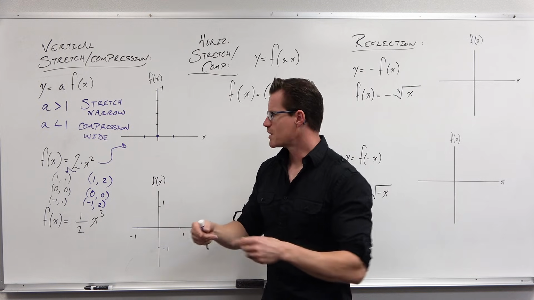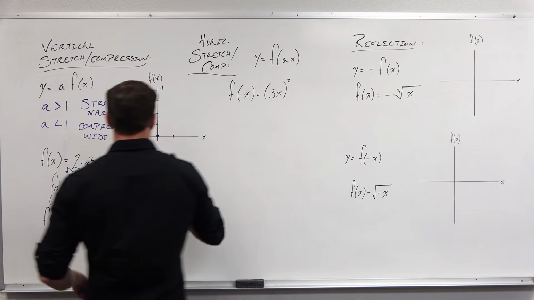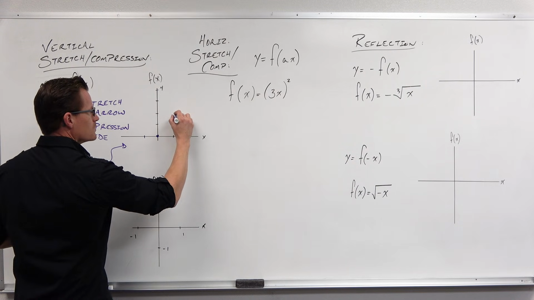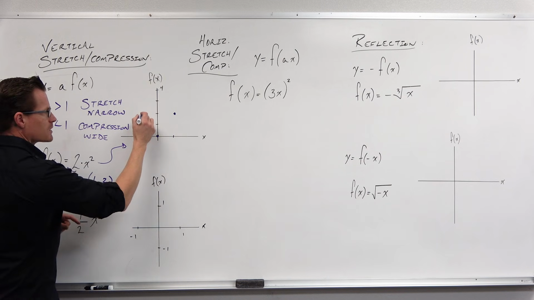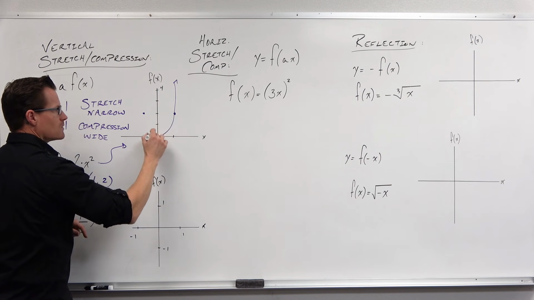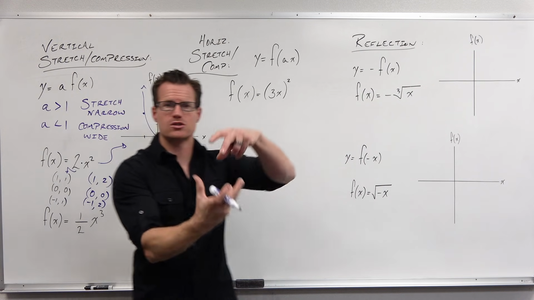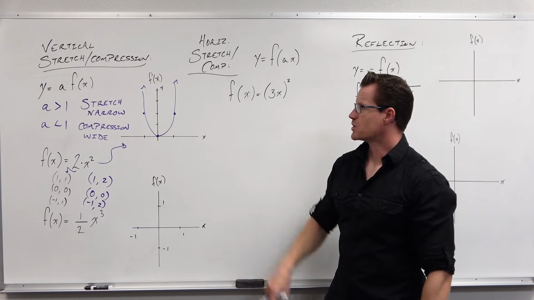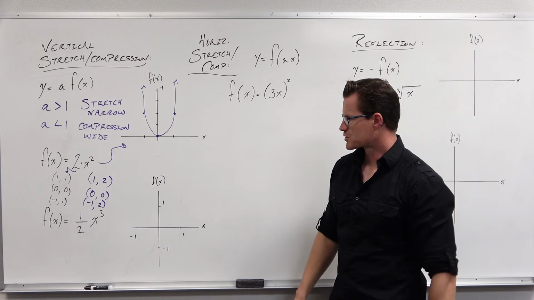This is affecting your outputs by multiplying by 2. So instead of 1, 1, you now have 1, 2. 0, 0 is the same, negative 1, comma 2. This has taken your original parabola and made it skinnier, made it more narrow. It's stretched it out vertically.